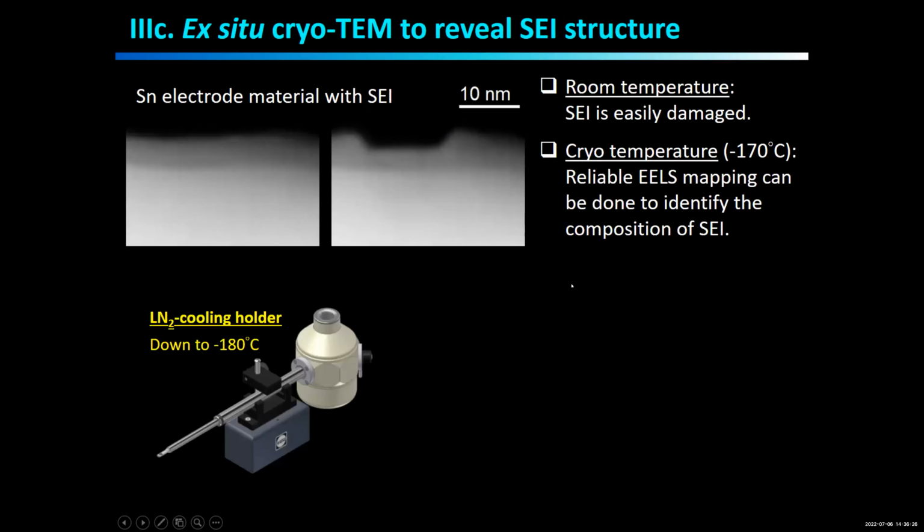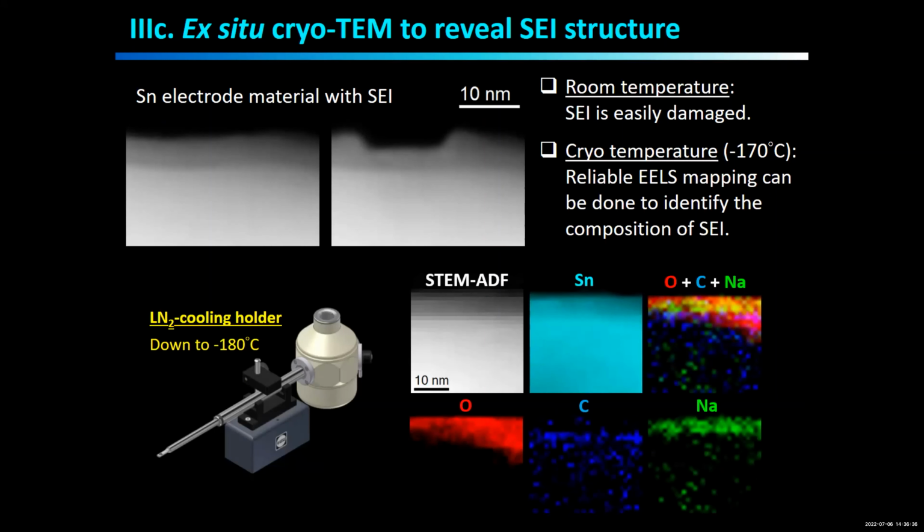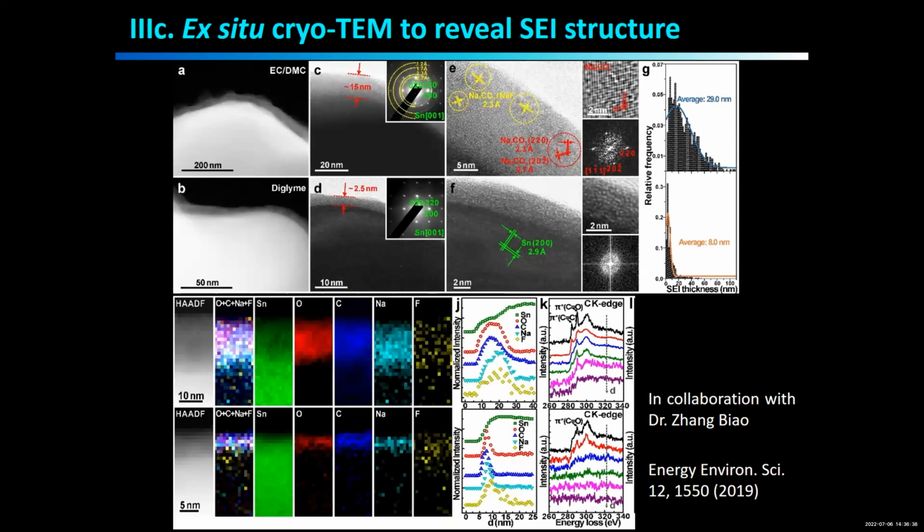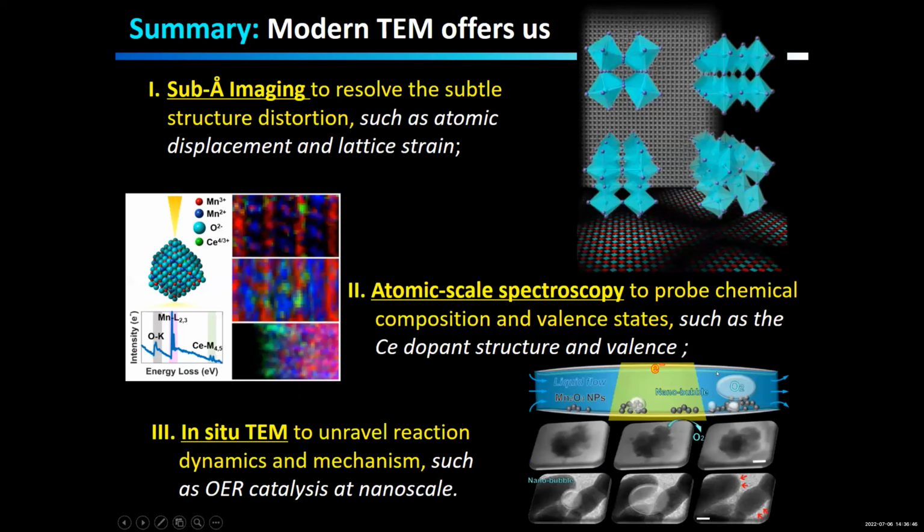At last, I briefly show this cryo holder, which can help to preserve the vulnerable SEI layer on the electrode. This is quite a useful technique to look at beam-sensitive materials on the active electrode material. So this is my summary slide. I show how sub-angstrom imaging and atomic scale spectroscopic mapping, as well as in situ TEM, can help to contribute to energy material research.